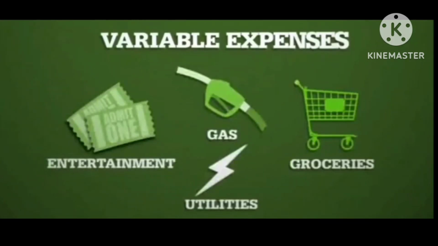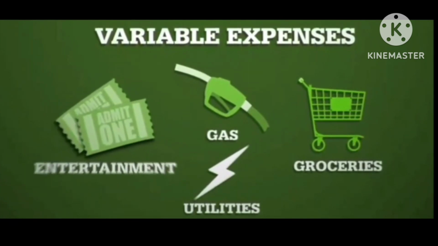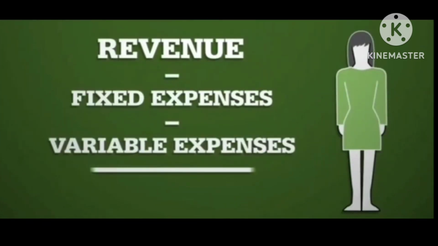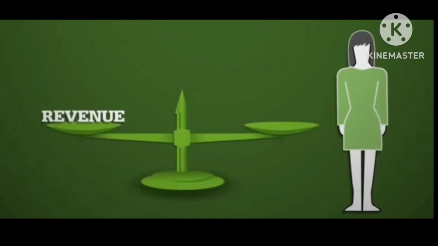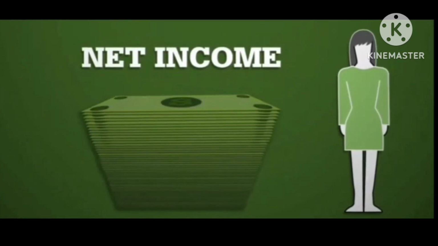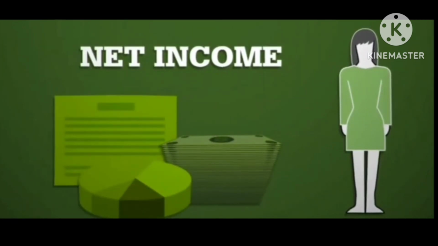Deborah's variable expenses are the bills with different totals each month, such as energy, entertainment, groceries, gas, and utilities. Deborah can now deduct her fixed and variable expenses from her revenue. If her revenue is higher than her expenses, she has net income. Deborah can use her net income to build an emergency savings account or invest in her retirement.